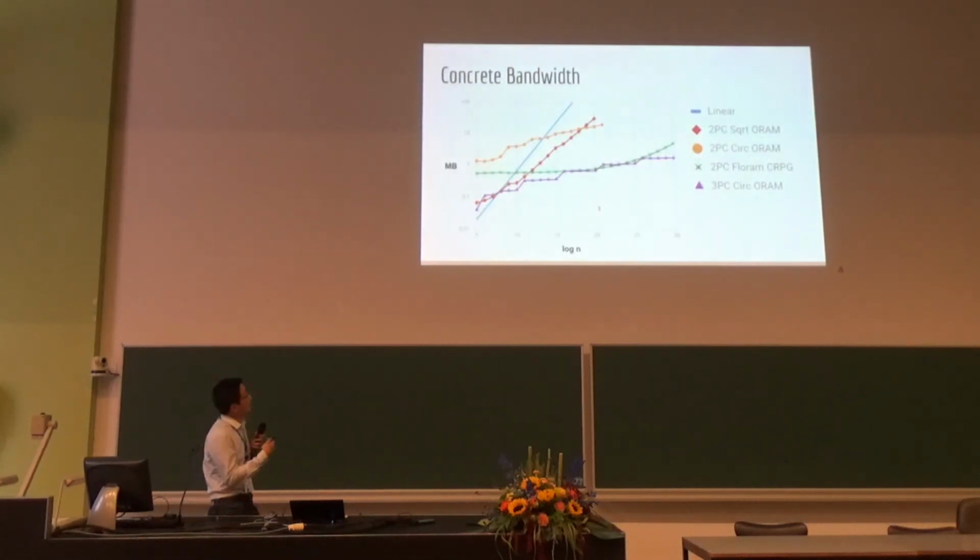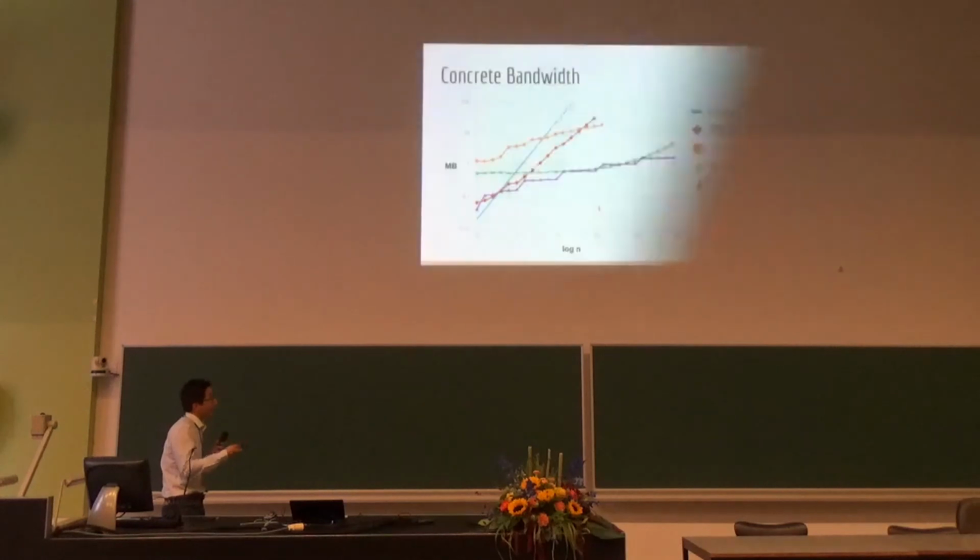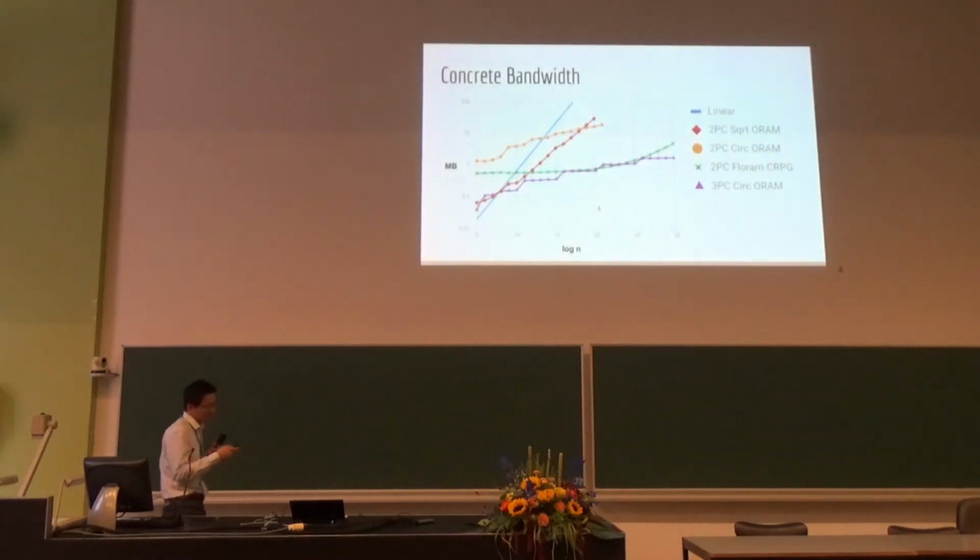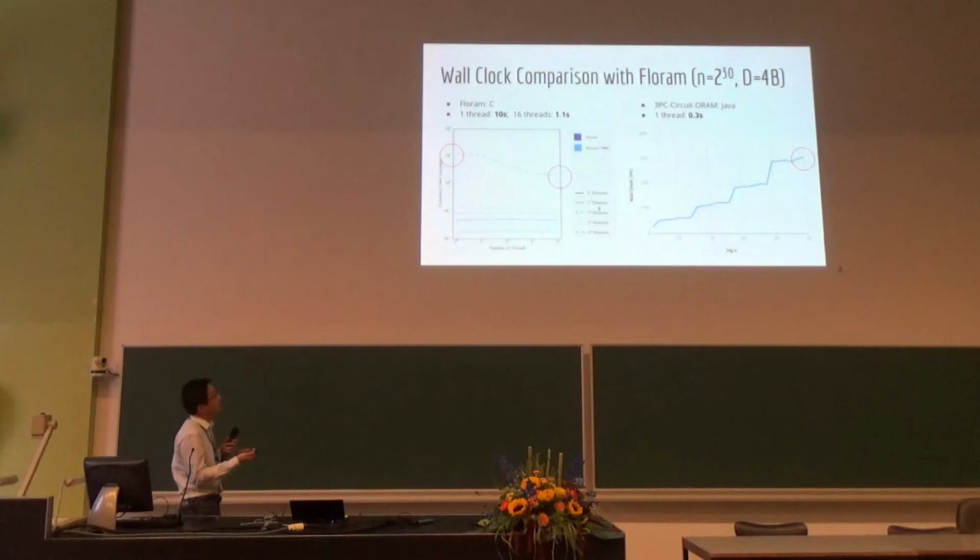If we look at the concrete bandwidth comparison between our 3PC circular scheme and some 2PC schemes, you see that our bandwidth is better than 2PC circular ORAM and 2PC square root ORAM, and kind of close to the 2PC Floram scheme. However, because the Floram scheme has square root N complexity, eventually for large N our bandwidth will be better. But if the bandwidth is close, then let's compare computation time.